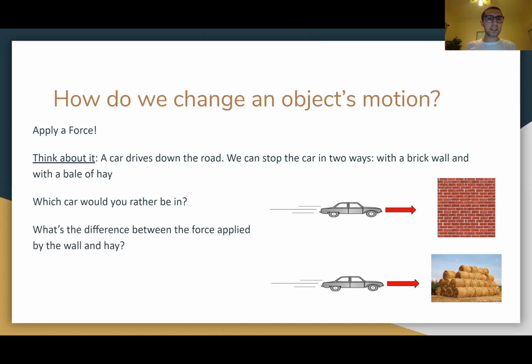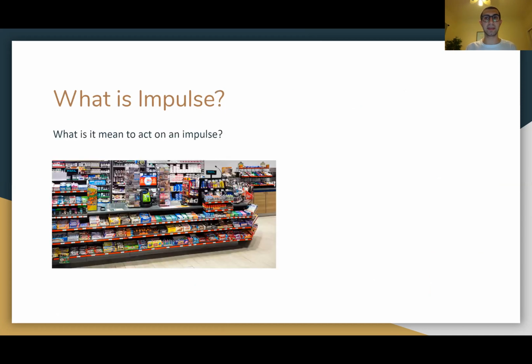So what's the difference between the forces applied by the wall and applied by the bale of hay? Well, when we crash into the wall, it is over in a split second, as opposed to the bale of hay, which might have a little bit less impact. So how we change an object's motion depends on two different things. It depends on the force that's applied to an object, and it is dependent on the time over which that force is applied. Now, in physics, we call that an impulse.